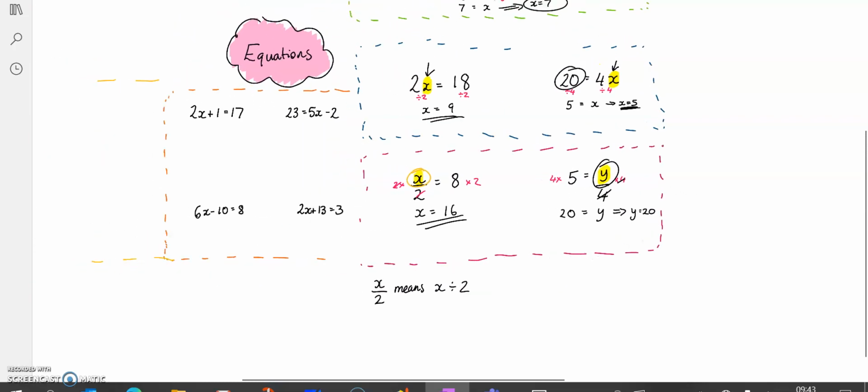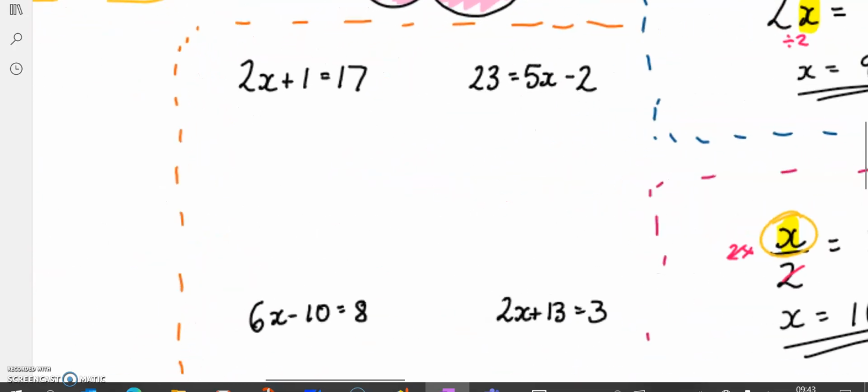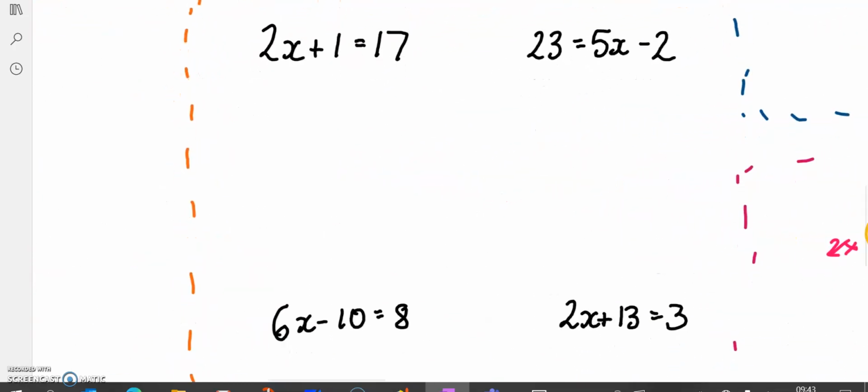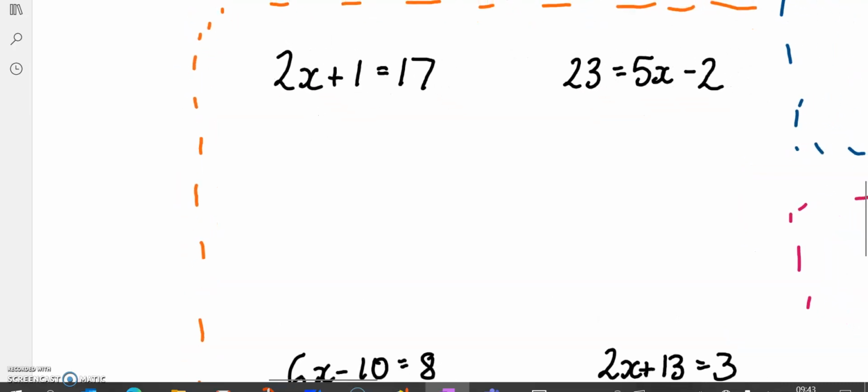Okay, we can take this a wee bit further now. We'll look at examples such as these, where we've got multiple steps. Let's have a look at the first one. This is probably the last example in this first video. The objective is we want to get x on its own. I've got 2x plus 1 equals 17. So we've got a multiplication and an addition.